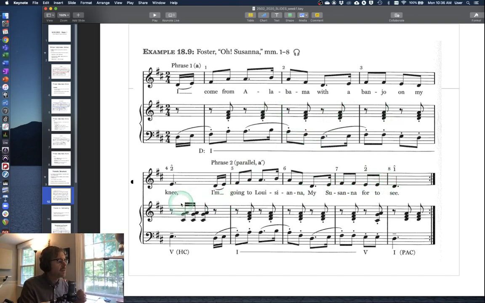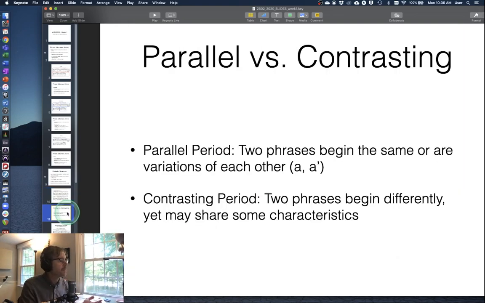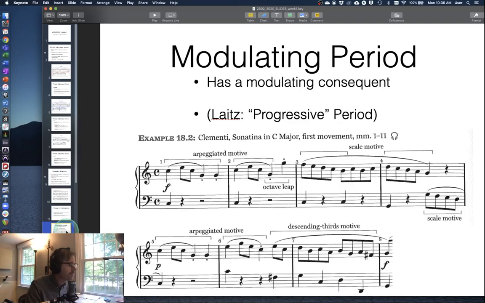The first phrase ends with a half cadence. The second phrase ends with a full cadence. They begin the same, so they are parallel, meaning that the two phrases begin the same way. So because the two phrases begin the same, we can call O Susanna a parallel period. If they were different, they would be a contrasting period.